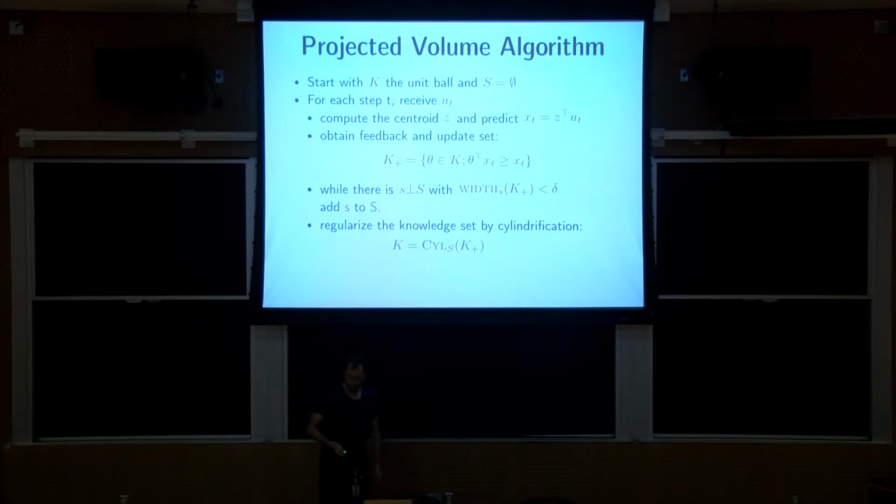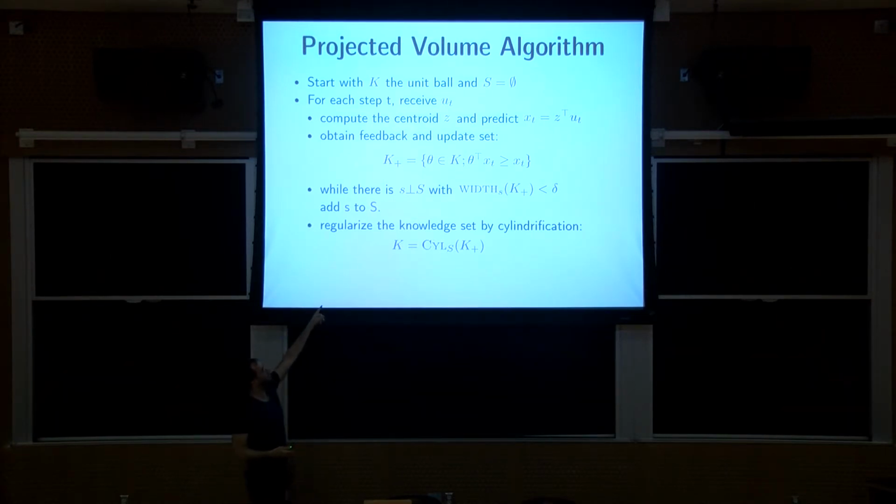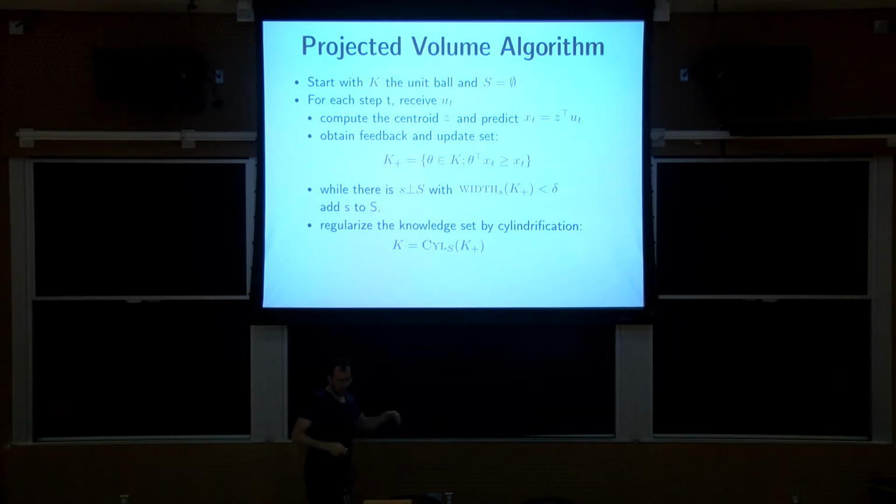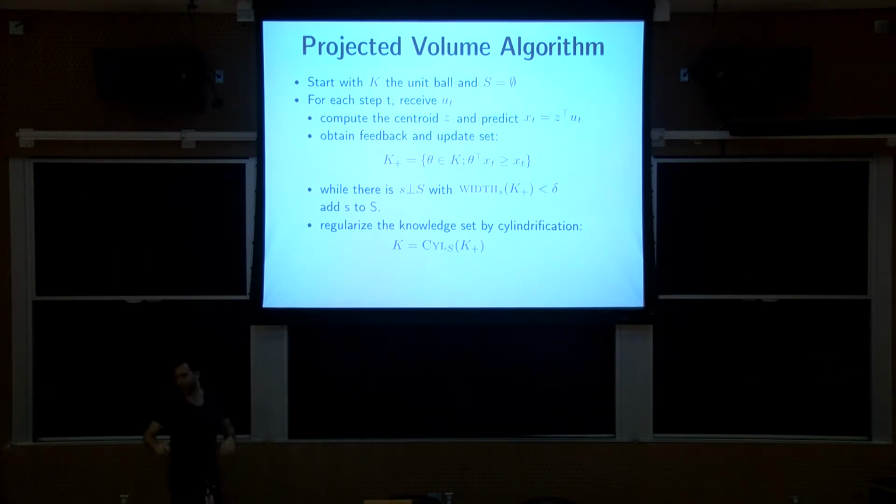Right? So now I can define the algorithm, and the algorithm is actually simple. You just always predict the centroid, pretty much, with one twist. Whenever you have a direction u_t, compute the centroid and predict the dot product between the centroid and u_t. Then you update the knowledge set with two more steps, and those two bullets are the new things.